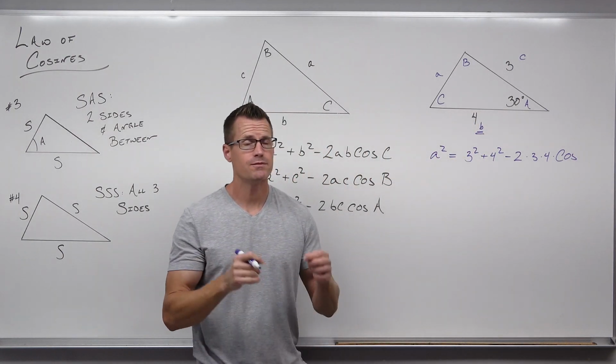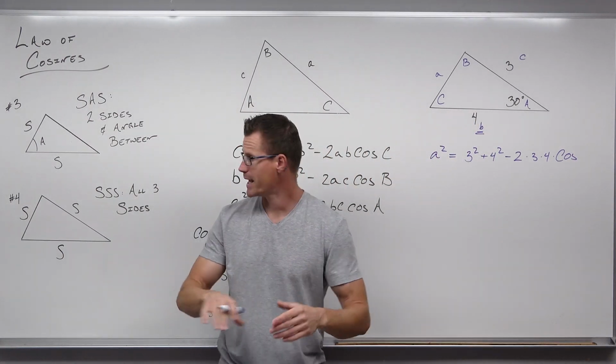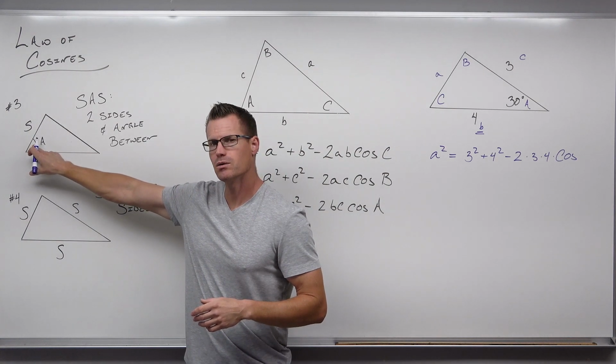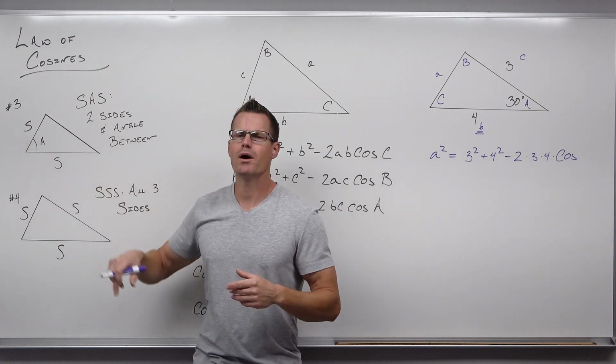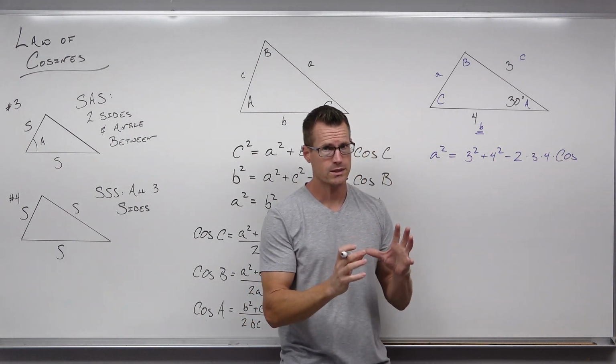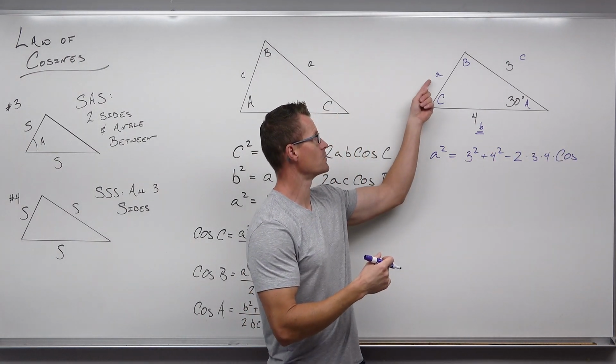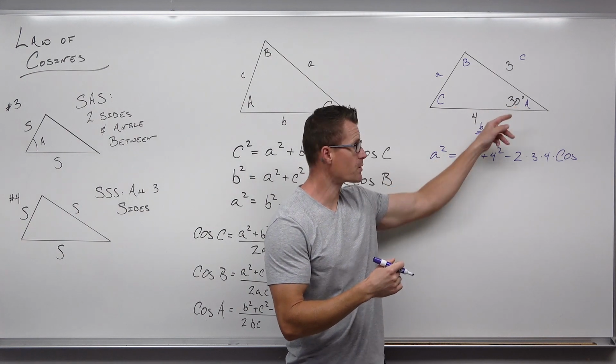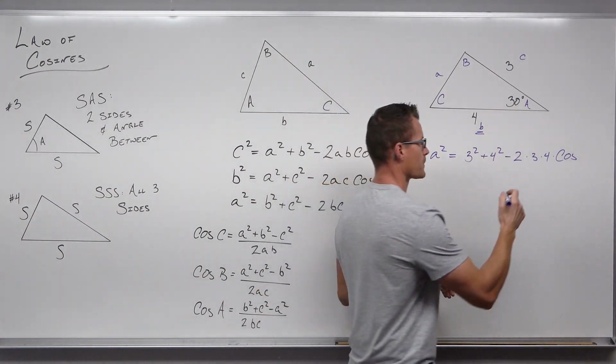And then cosine of the angle between them. If it's the angle between them, that angle is opposite the side you want to know. So this and this angle are always opposite in law of cosines. So this and this angle. So I'm going to put cosine of 30 degrees.